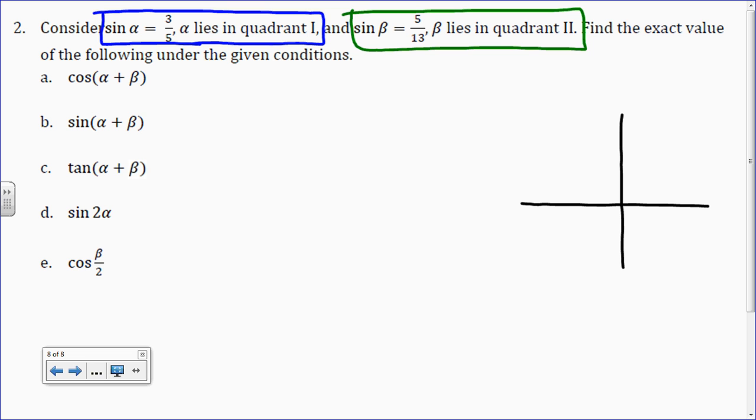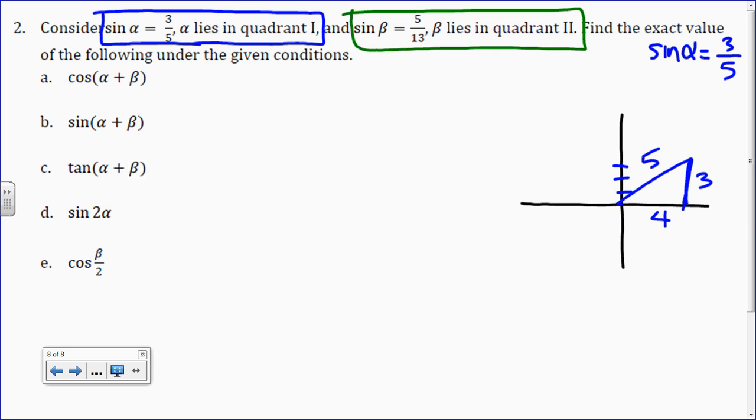So in quadrant 1, the sine of alpha is 3 over 5, and that is the opposite over hypotenuse. So 1, 2, 3, or the y value. So this is 3, this is 5, and if you know your Pythagorean triples, you should know this is 4. If not, then you should do the Pythagorean theorem, and you're too old to not know the Pythagorean theorem.